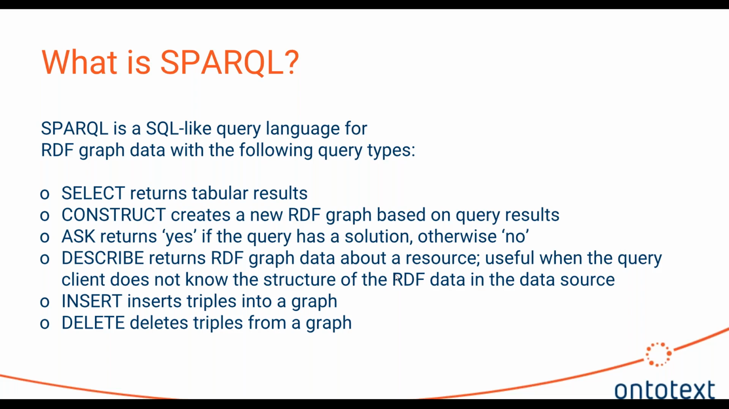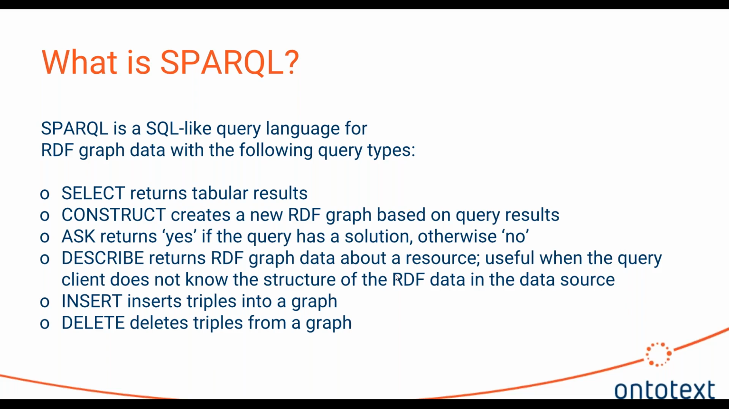Construct, it creates a new RDF graph based on the results. It is not in a tabular form, it's necessarily triples. So you have subject, predicate, object in construct queries. Ask is Boolean, it gives you a yes or no, depending on what you ask.